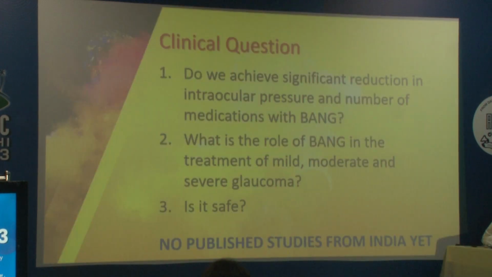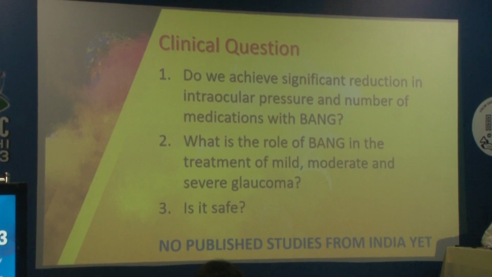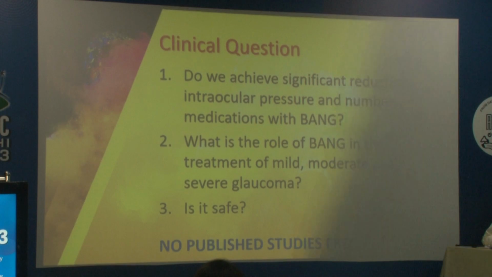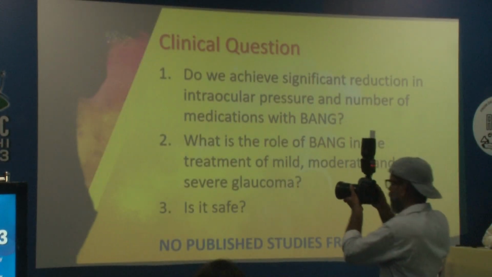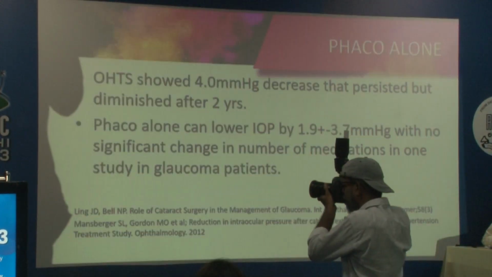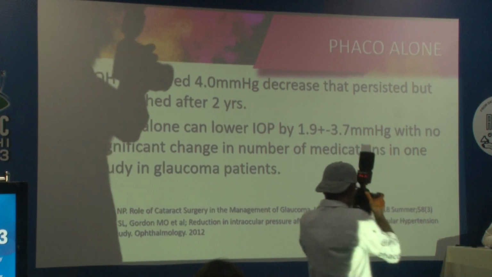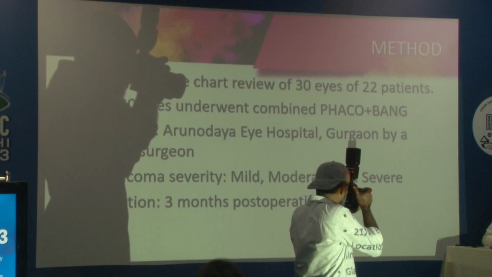So the clinical questions that I wanted to answer were: do we achieve a significant reduction in IOP and number of medications in Indian eyes with BANG, what is the role of BANG in the treatment of mild, moderate and severe glaucoma, and is it safe? There are no published studies from India yet. Phaco alone, as we know, can bring about an IOP reduction only very mild to moderately.